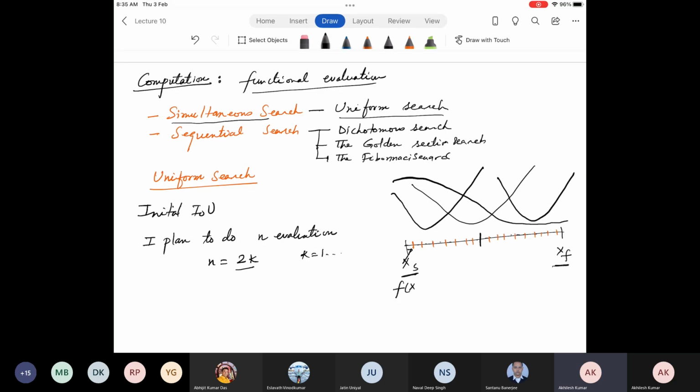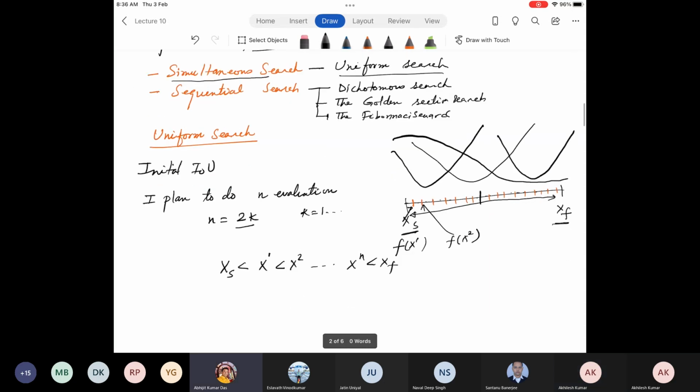Suppose fx1, fx2. As I said, it is a very naive and useless kind of search. But this sometimes gives you some good point to start with, so we should not ignore it. So this is how my x values are, on this xs and xf, right?